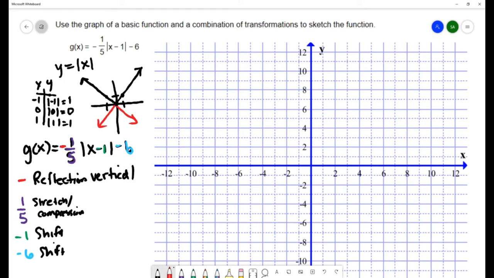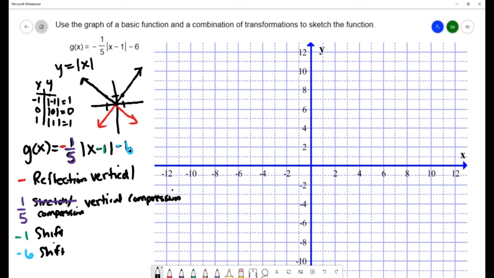So then with this stretch or compression, this 1/5 is also on the outside, so it's vertical. And then the fact that we're multiplying by a small number in between 0 and 1 means that this is going to be a compression. So we narrowed down that it is not a stretch, it's a compression because that number is small, in between 0 and 1.